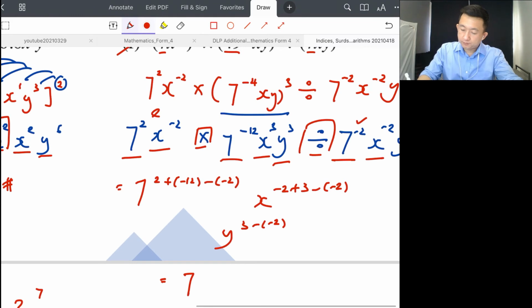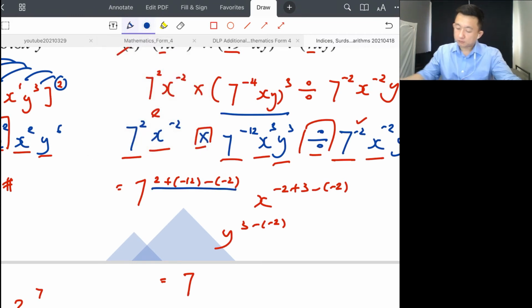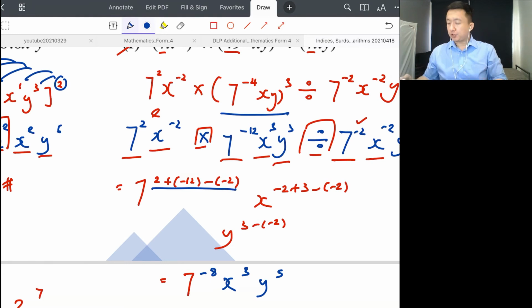We look at this one. 2 minus 12 minus negative 10 plus 2, negative 8. For x you have 1 plus 2, 3, and for y you have 3 plus 2, you have 5. Can we write this as number as your final answer? No, right? Usually we need to change the negative power to positive.